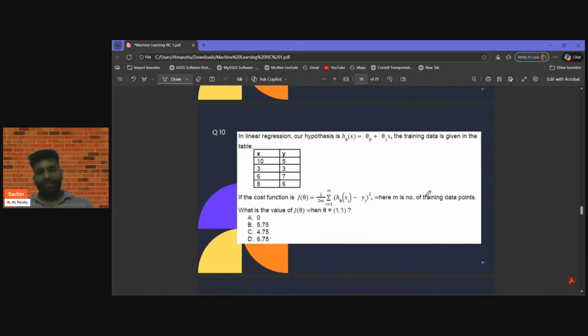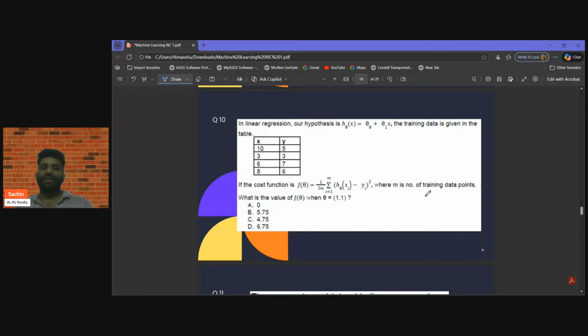Okay, again, a very good question. In linear regression, our hypothesis is this: data is given, the cost function is this, m is the number of training data points, and the theta values are already given. What is the value of J(theta)? You just need to find it out. It's for practice, so please solve it.